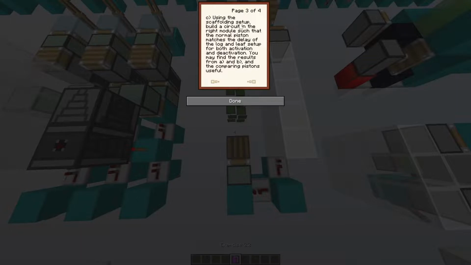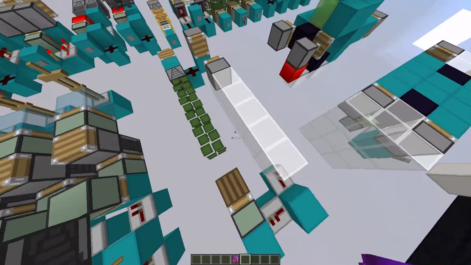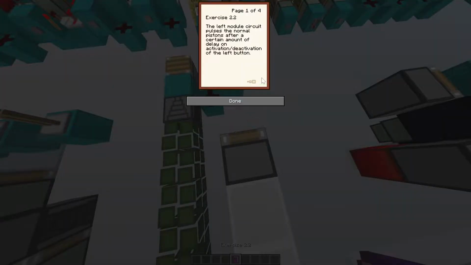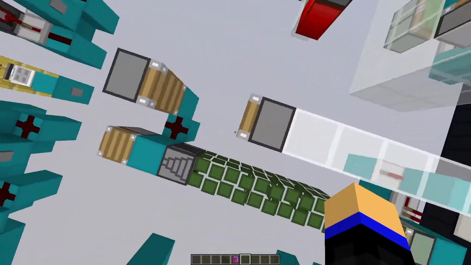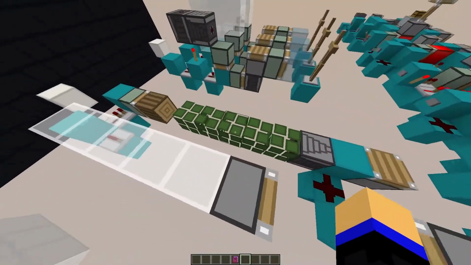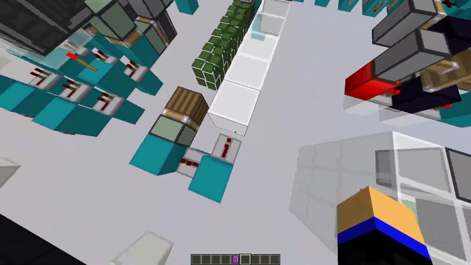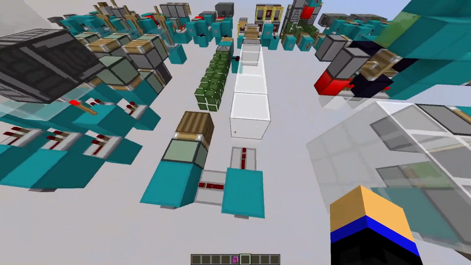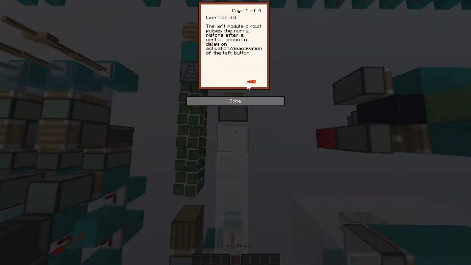Build a circuit in the right module such that the normal piston, this one, matches the delay of the lock and leave setup for both activation and deactivation. So these two pistons must fire simultaneously for both activation and deactivation of the button. And you might find the results from A and B and the comparing pistons useful.